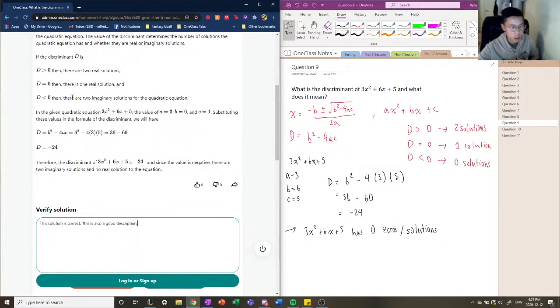So one last thing to note is that the junior tutor wrote that when d is less than 0, there are two imaginary solutions for the quadratic equation, or there will be 0 real solutions. So you guys can really test this out by just looking at the quadratic formula, right? When your discriminant is less than 0, we have a negative number within this square root. So we already know that this is going to be an imaginary or complex solution because of how the quadratic formula works.